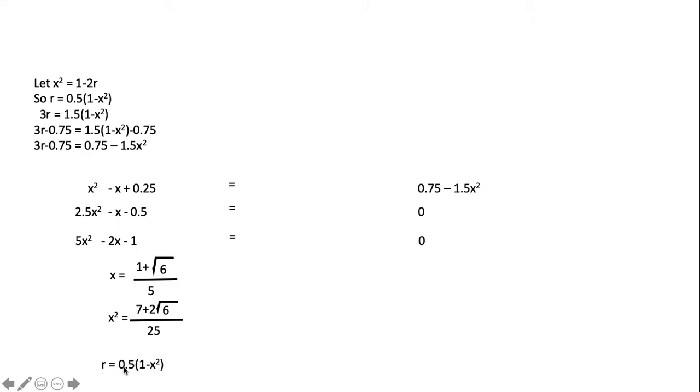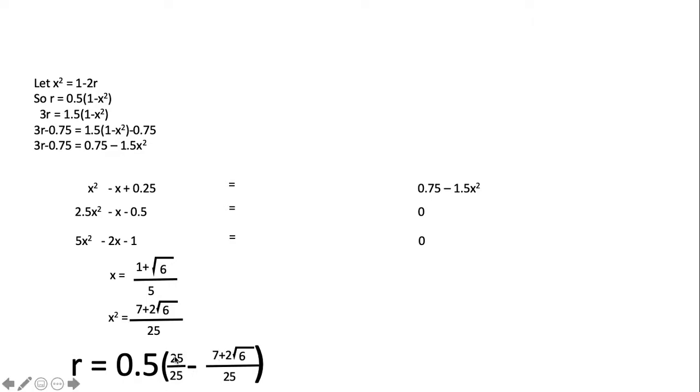But r is 0.5 times 1 minus x squared, as we established above there. So 0.5 times 1 minus x squared is 0.5 times 1 minus that expression there. So I've got a whole number and a fraction there. So what I'm going to do is change the 1 into 25 over 25 so that it's got the same denominator as that. And then r equals 0.5 times 25 25ths minus all of that, which I can write as a single fraction like that.